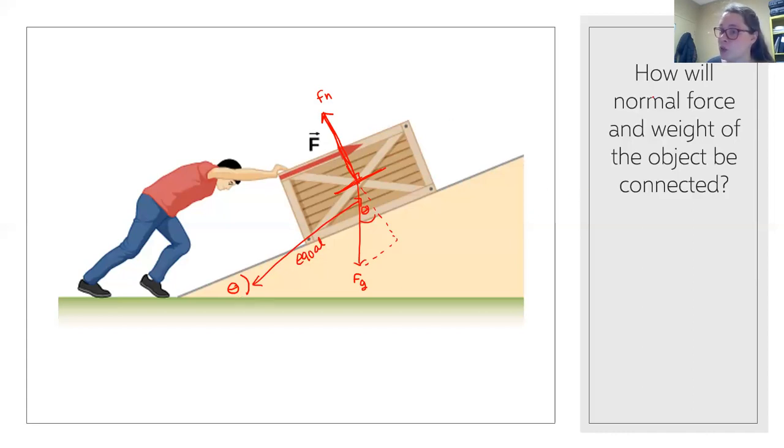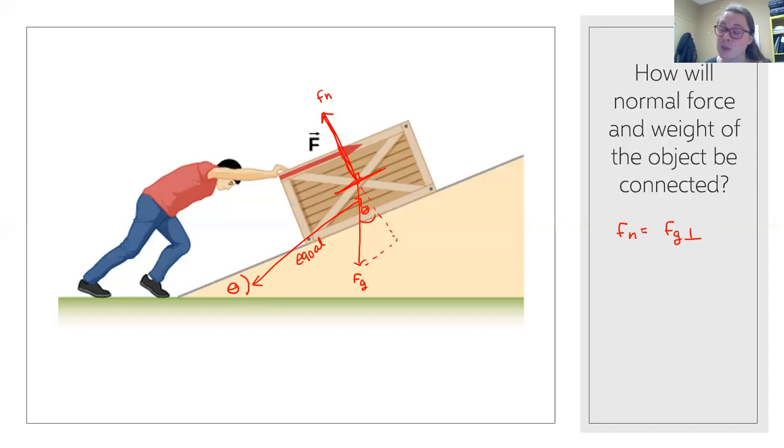So how will normal force and the weight of the object be connected? The normal force is going to be equal to the force of gravity, but only the component perpendicular to the surface. And this is how I abbreviated. This little T symbol means perpendicular. So this means we're going to have to use vectors, a lot like we did in our last lesson.